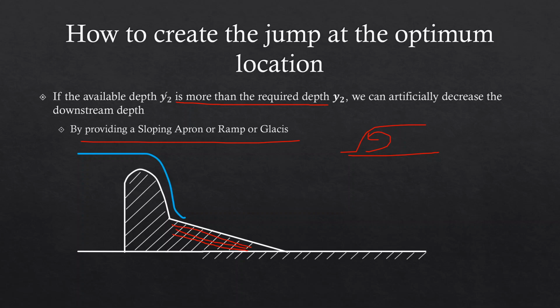So what happens here is, if this is the depth available, which is more than the required depth y2, this is y2 dash, but we only required y2 amount. So somewhere along this ramp, as you see, if we measure the depth here, the depth will be less than this depth. So somewhere around here, the depth will be equal to the required depth, which is less than the available depth. So for this depth, the hydraulic jump will form like this.